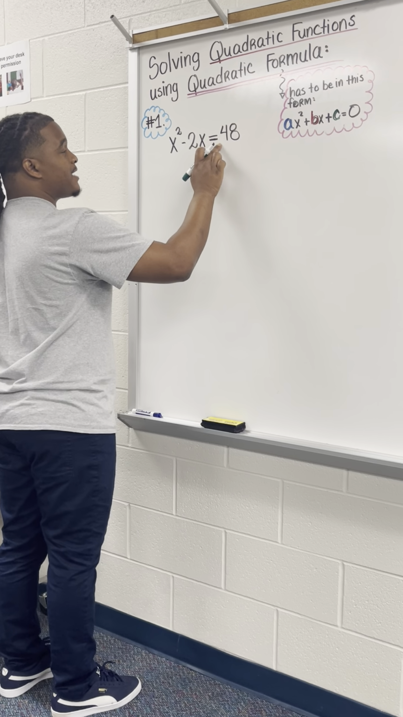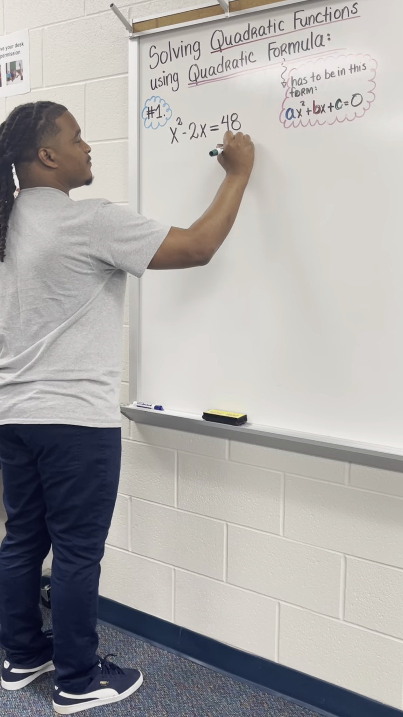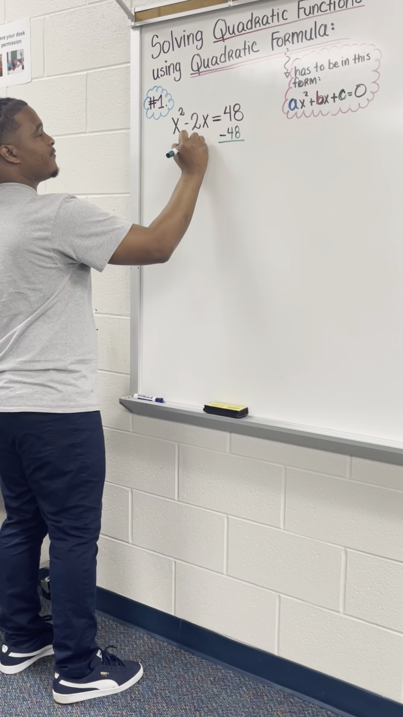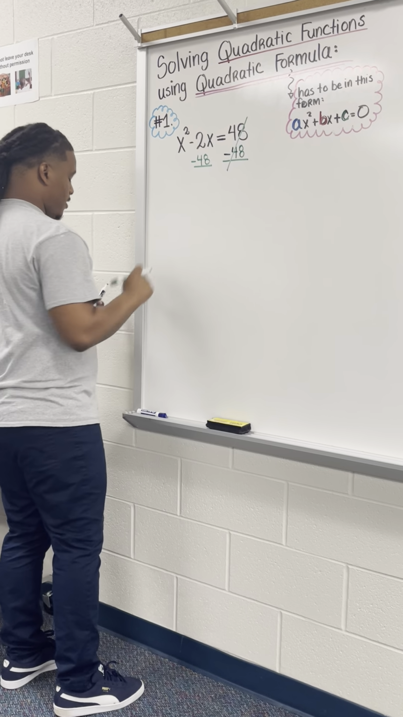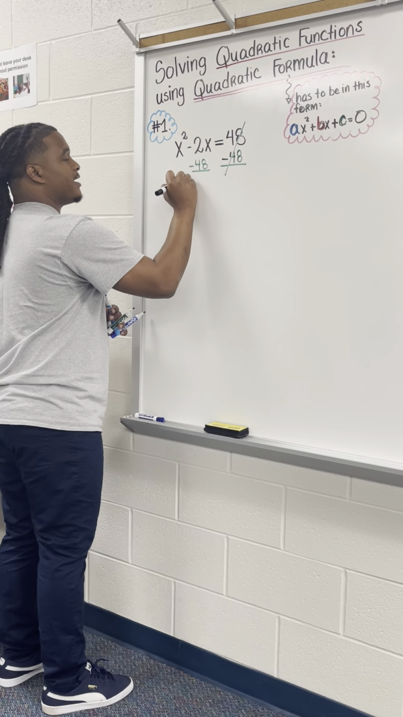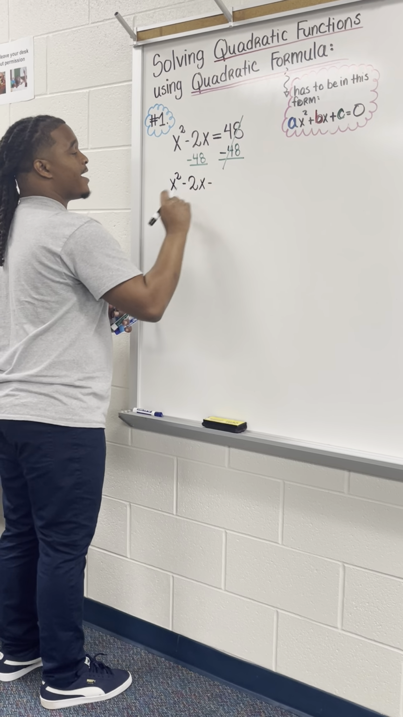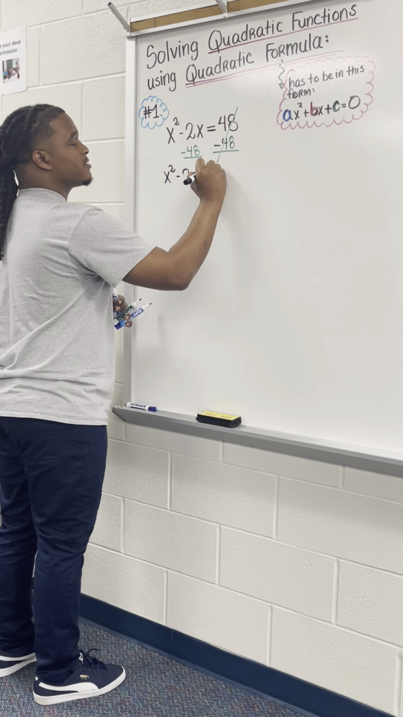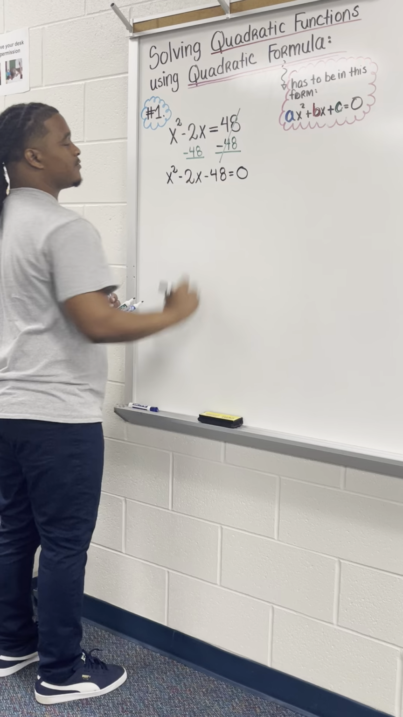So since I have a positive 48, the inverse of a positive 48 is a negative 48. So I'm gonna subtract 48 on both sides. Okay, and then all I'm doing is just moving it to the left side so the whole function can actually equal 0. So now I have x squared minus 2x minus 48 equal 0.